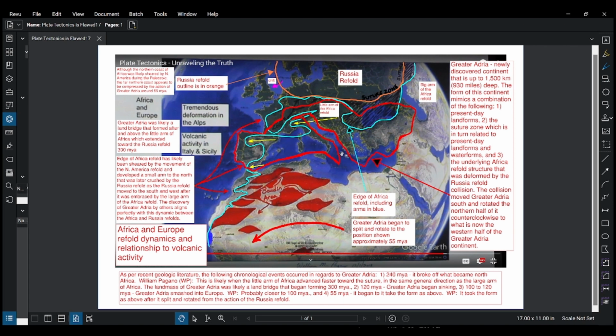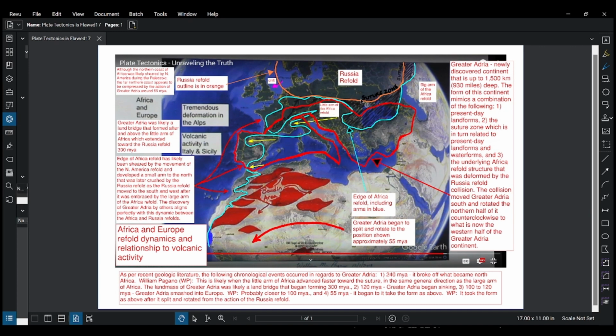Okay, so again, as part of the balancing act and effort to reach equilibrium, that's what happened, and it's yet another mystery solved. Why is Greater Adria here, and why does it look like it does? It's all from the crushing action, like I said, of the Russia refold that came in and pushed down the little arm, secured itself in there, pushed down the little arm of Africa, and in the process snapped that Greater Adria microcontinent, which is on the surface.